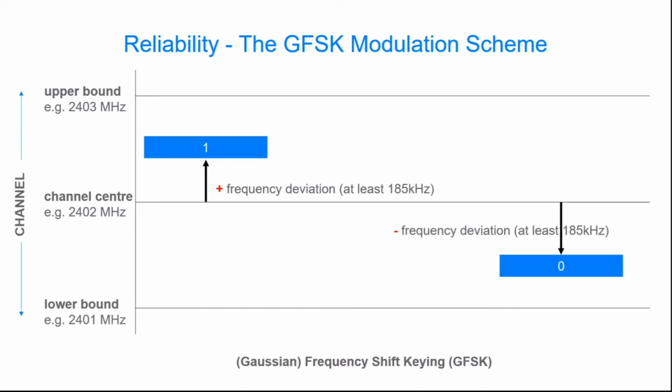And if you want to encode a 0, you subtract the frequency deviation from that central frequency and transmit on that frequency for a period of time. That's basic frequency shift keying. Now, making abrupt changes of frequency can generate noise though, and that's a problem because that causes interference, which causes reliability problems. So the Gaussian part of the Gaussian frequency shift keying modulation scheme that Bluetooth uses involves applying a smoothing filter to frequency changes so they don't generate noise and we have a reliable basis for encoding data and for communication.